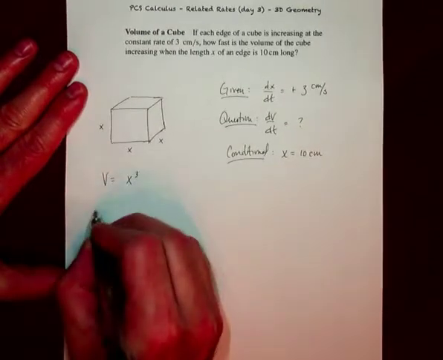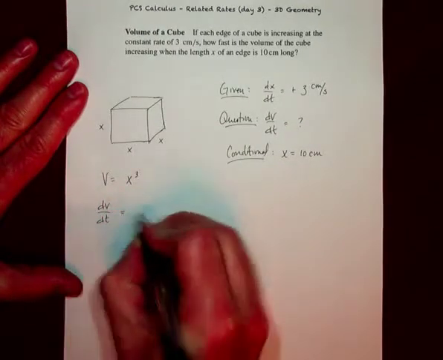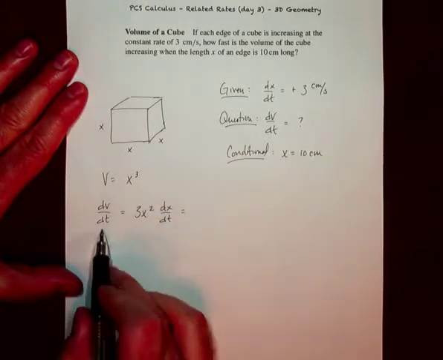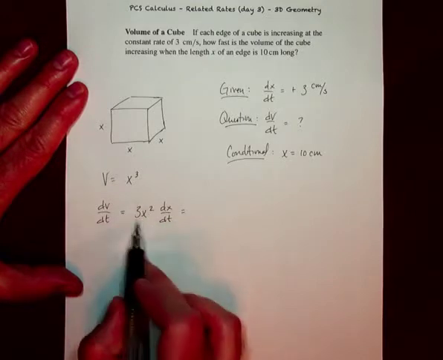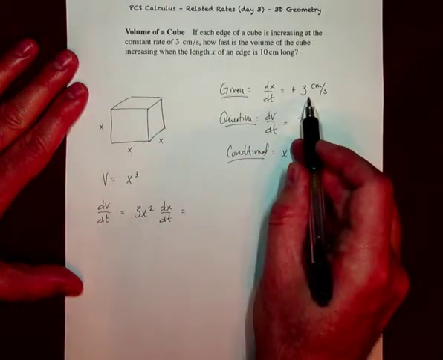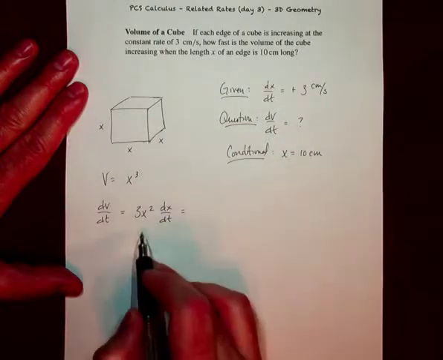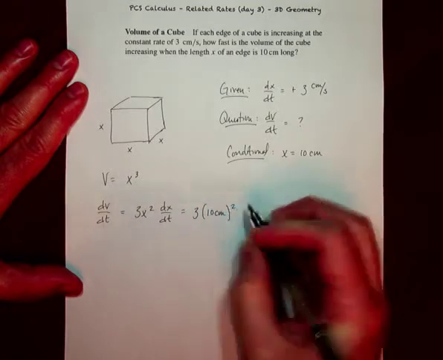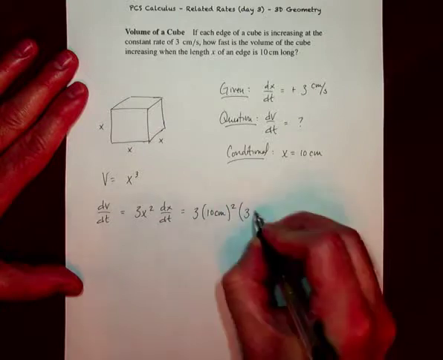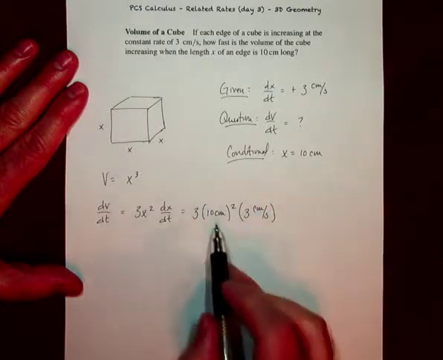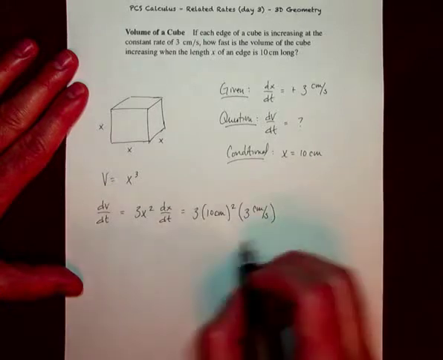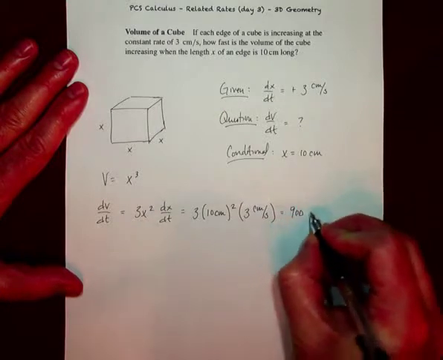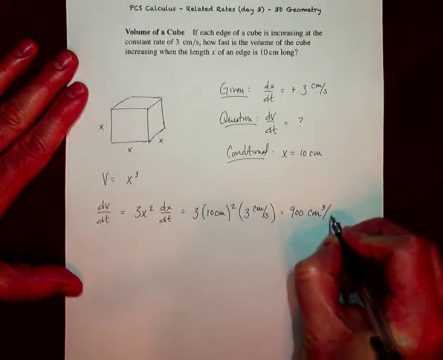Let's go ahead and differentiate. So we have dV/dt equals 3x squared dx/dt. Now thankfully what we're looking for is already isolated, so really all we have to do is plug in. We have dx/dt, it's a constant. We have x, that's the conditional information. So we simply need to plug in 10 centimeters and square it, and then multiply it by the original 3 centimeters per second. That is going to give us centimeters cubed per second. That's 3 is 9, times 100, 900, so we have 900 centimeters cubed per second.